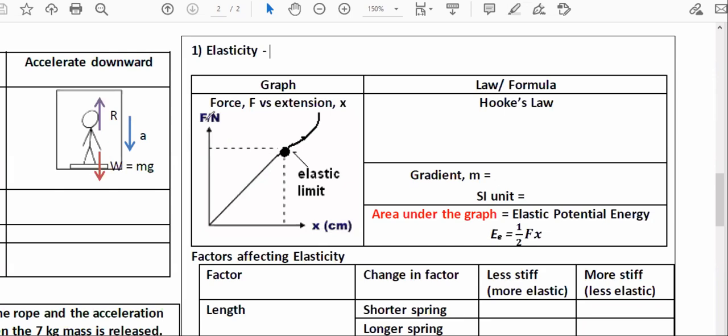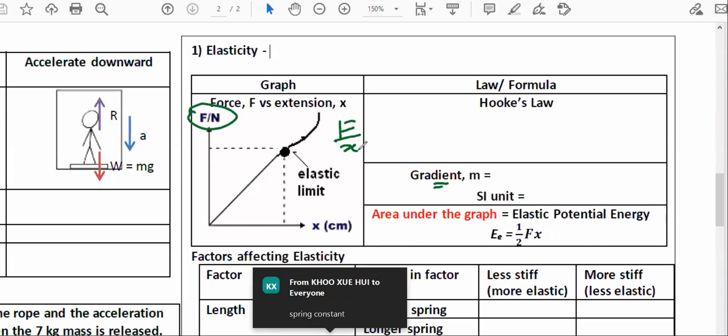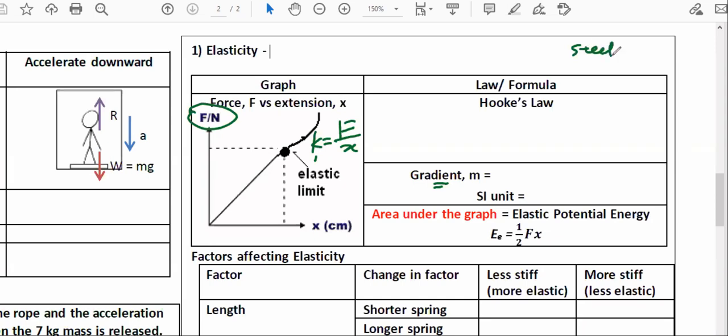Then from this graph, do you know what quantity the gradient refers to? I just want to see how many of you understand this topic. Because some students say, hey, we learned this topic already. So what can you find from this gradient? The gradient of the graph refers to what? Yes, it's actually F over x. F over x is called the spring constant. This spring constant is like a characteristic of the spring, or of the material, for example steel and copper. Which one will have a higher spring constant?